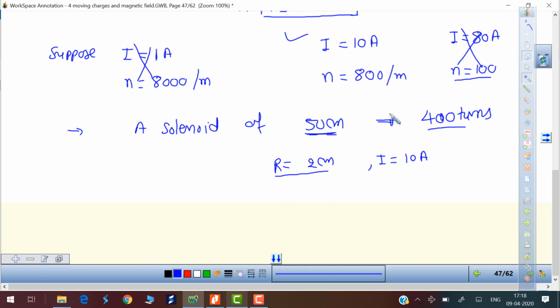Other combinations are also possible. A question may be asked like that: if we need this much field, then which of the combinations will give this much field?